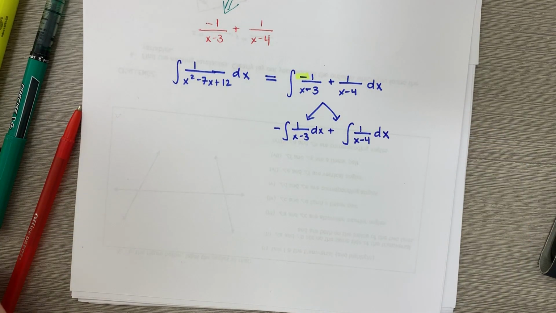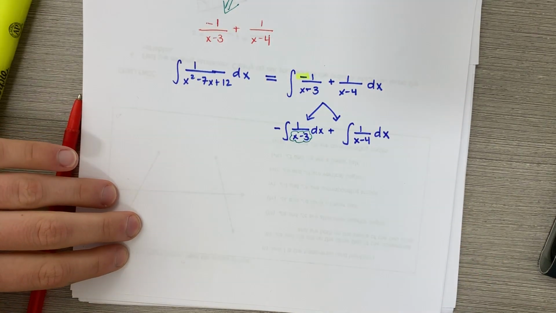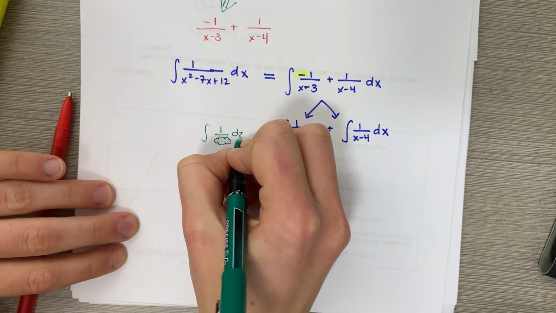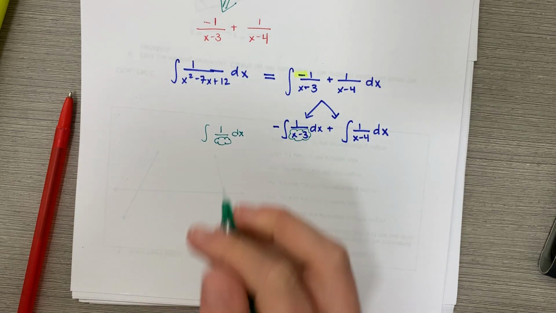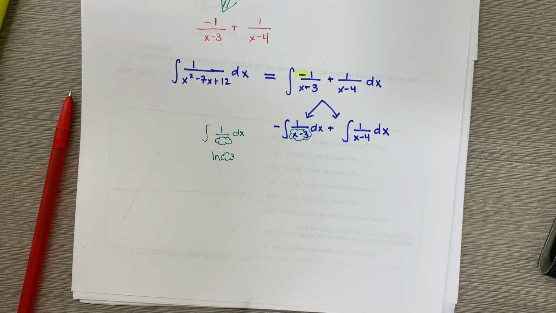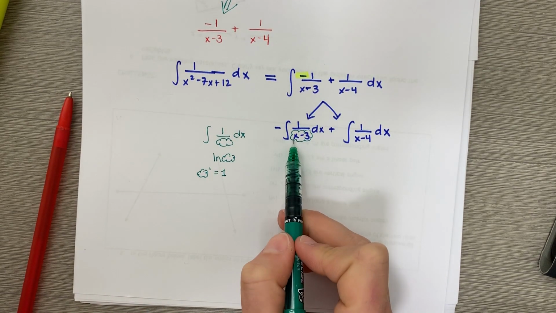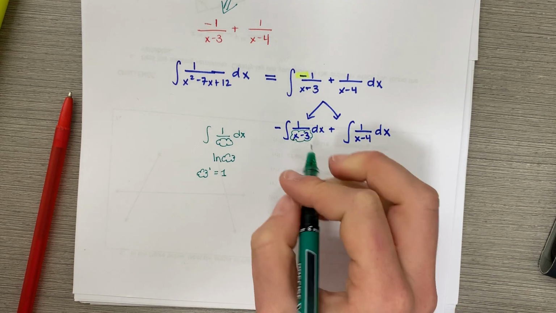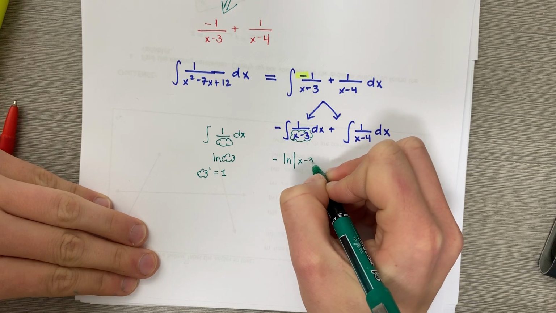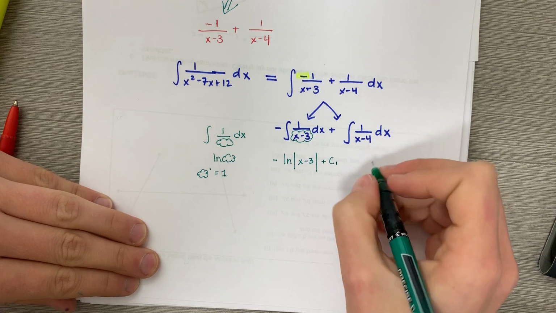Now here we know that the integral of 1 over some number dx is going to be the natural log of that blob, as long as the blob's derivative, blob prime, equals 1. So check, does this derivative equal 1? Yep. So we have negative natural log of x minus 3 plus our first constant.